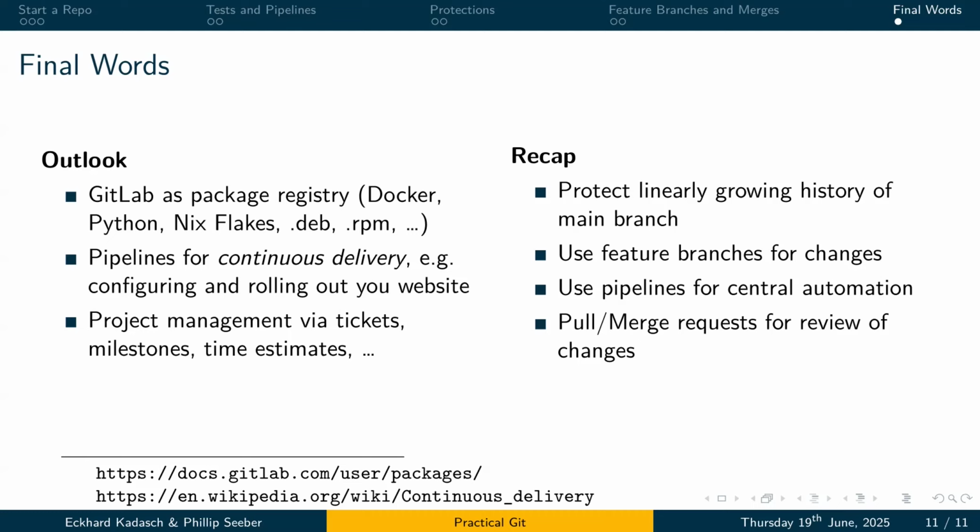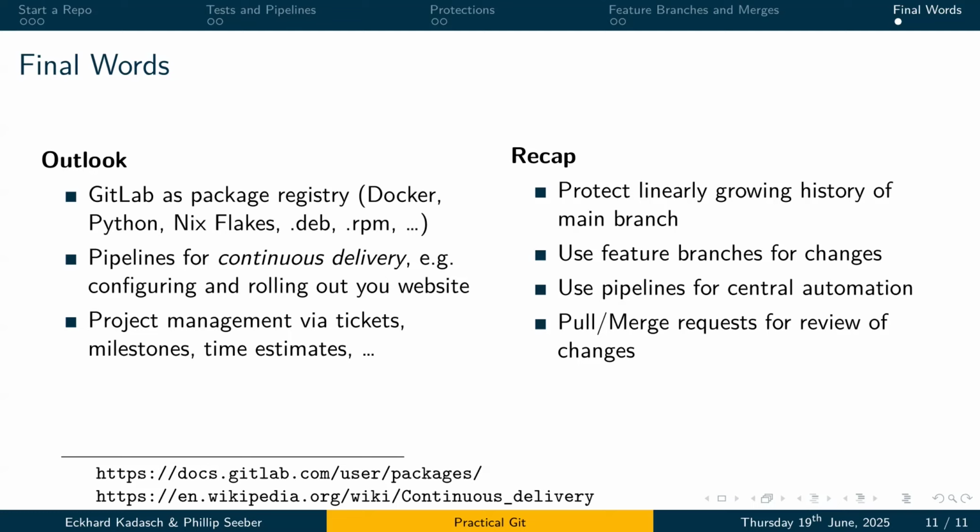You can also step up your game with pipelines and do something called continuous delivery. For the moment, we have done continuous integration. In continuous delivery, the idea is, for example, you're having the source code of your website in Git. And a continuous delivery pipeline would constantly roll out the newest changes from your Git repo to your actual website. It pushes actively somewhere else. And of course, there's also project management features in GitLab that you could use, like ticket system, milestones, epics, time estimates, assigning workers to that.